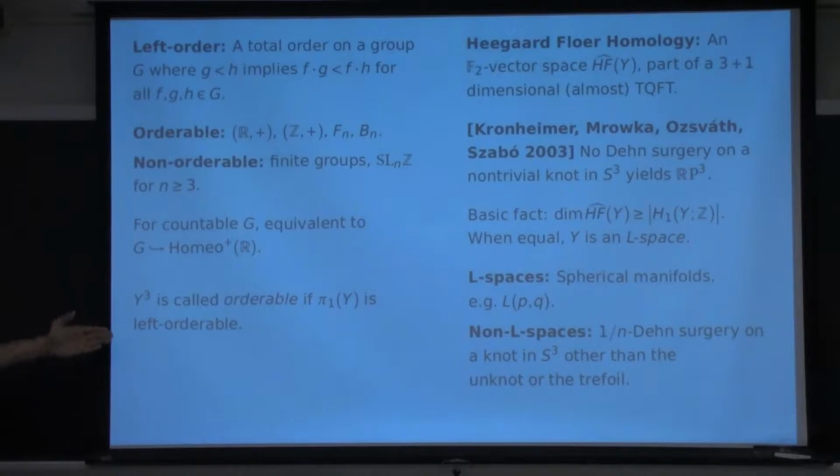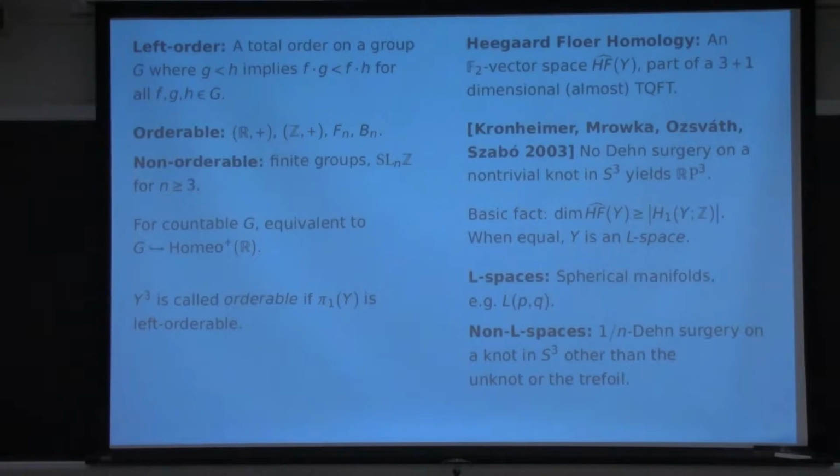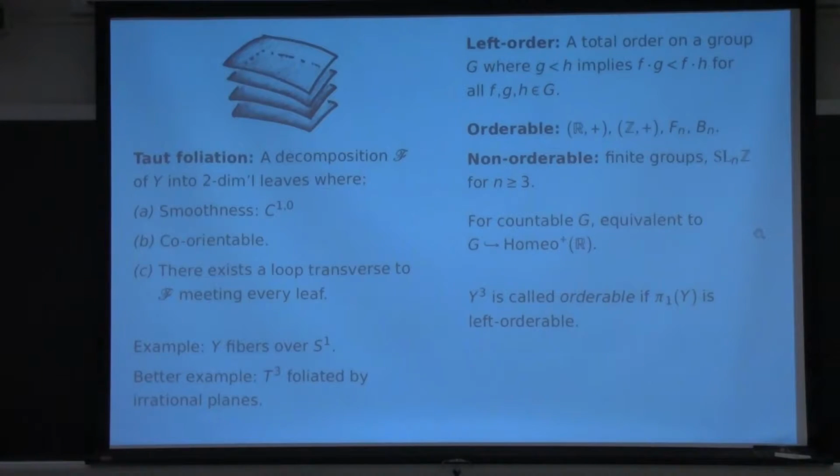So some examples of non-orderable three-manifolds would include, for example, spherical manifolds, as they have finite fundamental groups. And something that has orderable fundamental group would be, for example, S2 cross S1. So to move on to our last of our characters in this play.